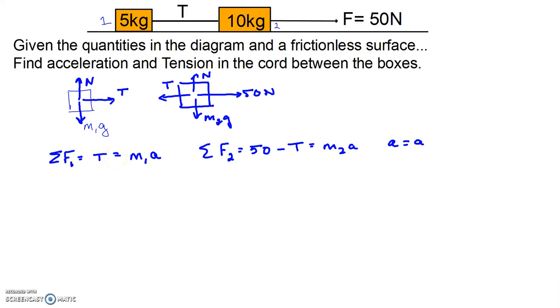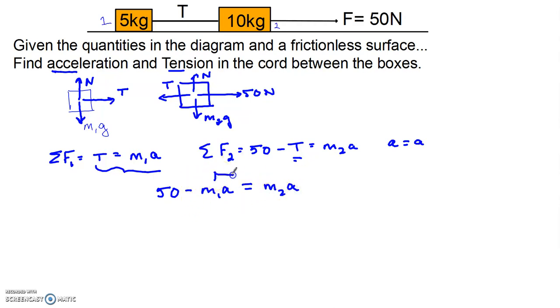In order to solve for tension, we have to combine these equations. It's a system of equations. In this case, we can use substitution to solve them because I have T there and T equals M1A. So I can make a substitution of that for that. And so I get that 50 minus, instead of T, I'll put M1A. And that equals M2A.